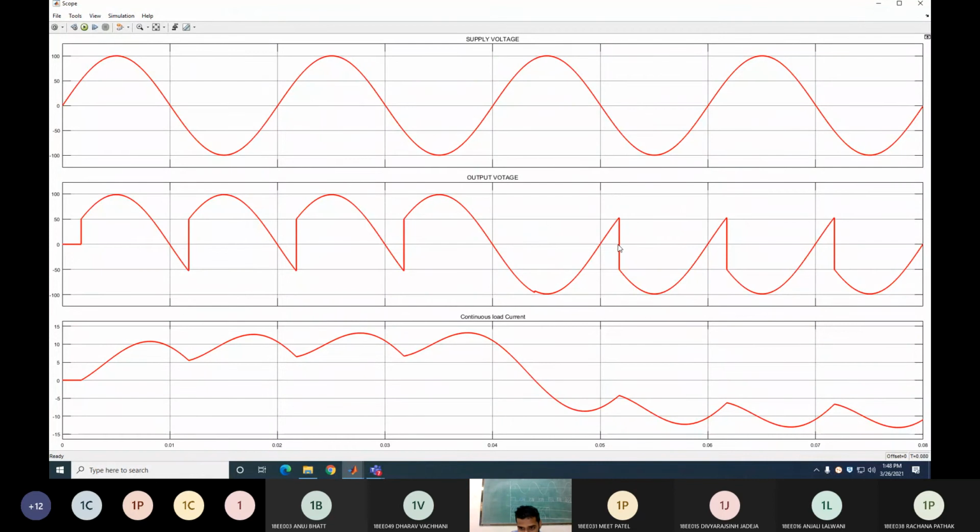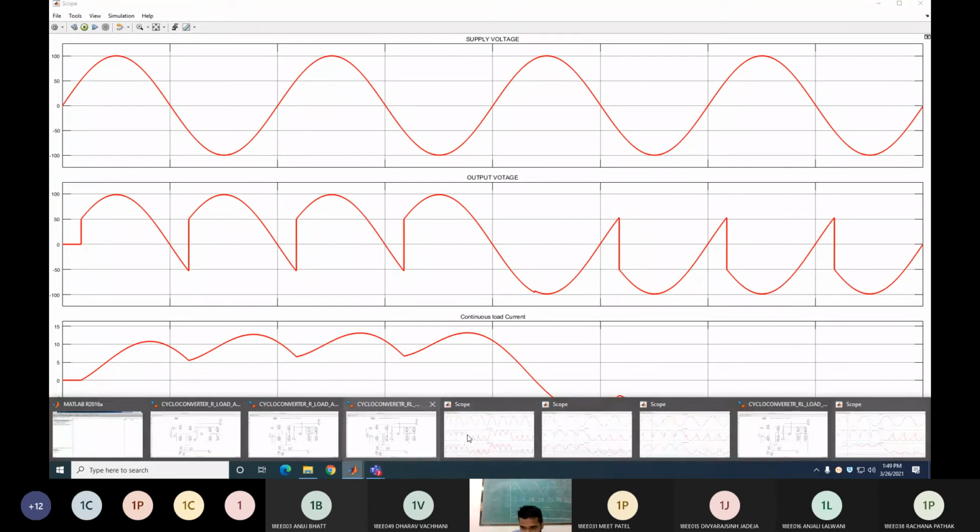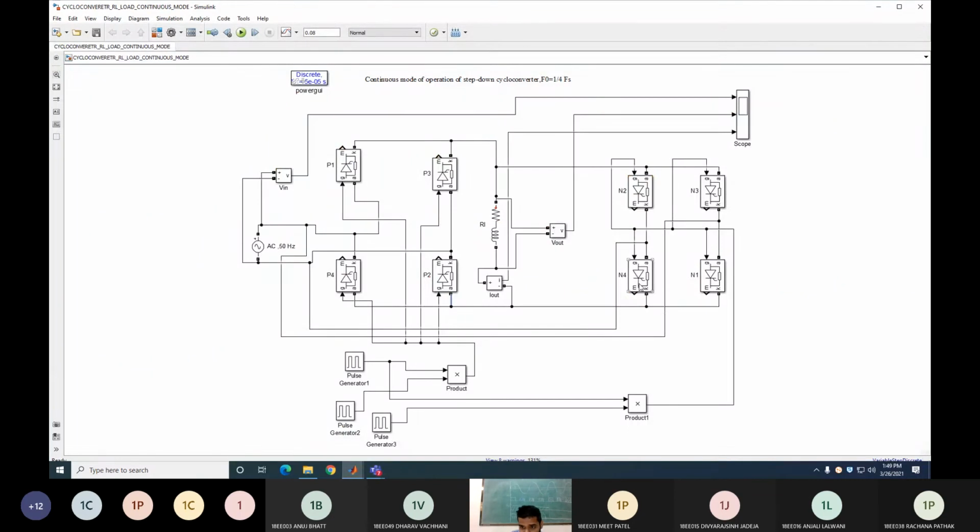But at this instant N3 N4 start conducting because the gate pulse is applied at this point of time. Before that, N1 and N2 are conducting. But because of the gate pulse applied to N3 N4, they start conducting, so reverse voltage comes across N1 and N2 simultaneously. You can check it. Here this is the positive voltage.